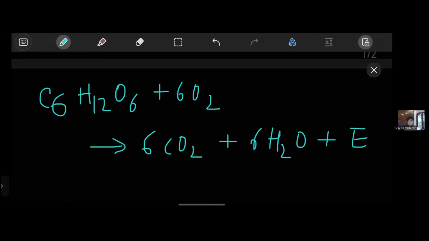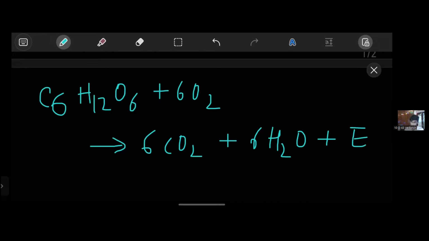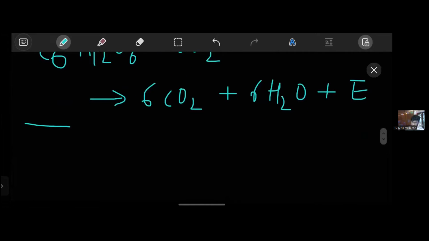Now, iska jo detailed explanation hai, it is again not in 10th also, it is in 12th. If you take biology, then only you'll be able to know. Otherwise, there is not a requirement, you know, ki humko janna chahiye. But even if you want, you can just text me. I will respond to you as soon as I can. Now, what are the three important characteristics of this equation? Let us look into that.